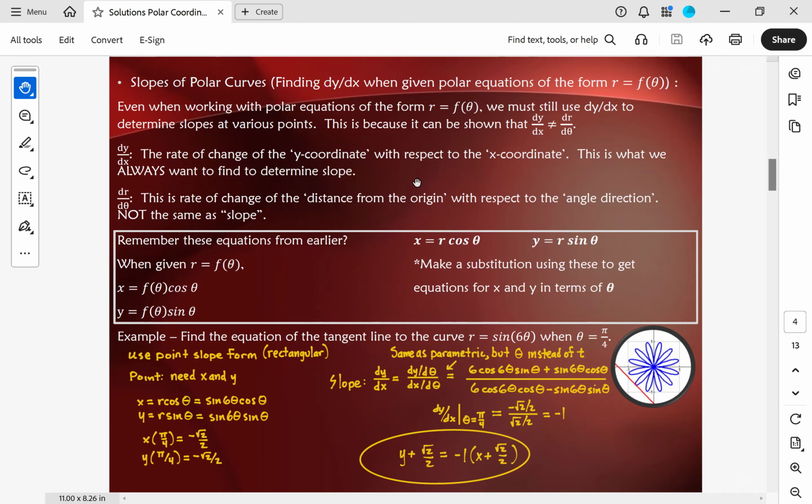So we do have some extra work to do to get a dy dx, but hey, that's why we learned these equations on the previous page. x equals r cosine theta. So if you have an equation for r, just put a multiplier of cosine on it, and now it's an equation for x. Similar for y. y equals r sine theta. If you were given the formula for r, multiply a sine on it. Now it's y. That's how we do these things.